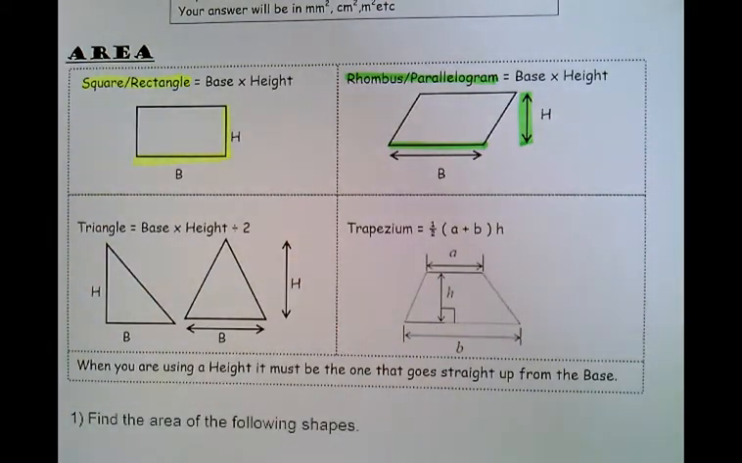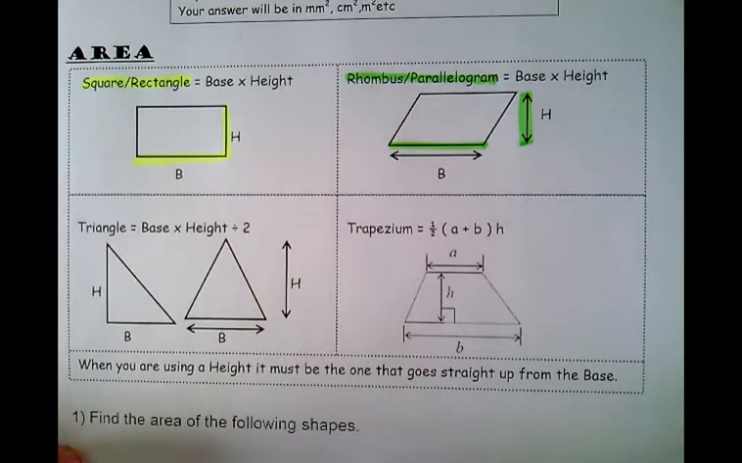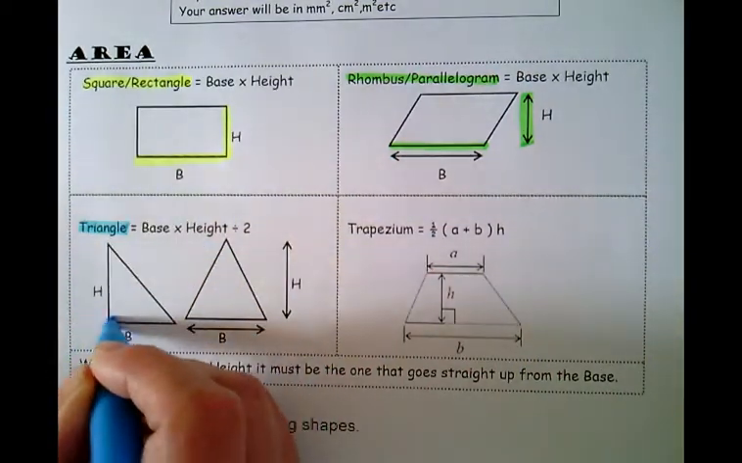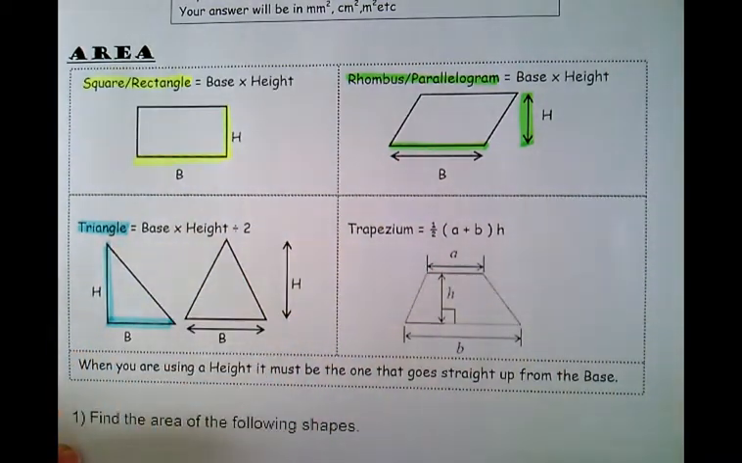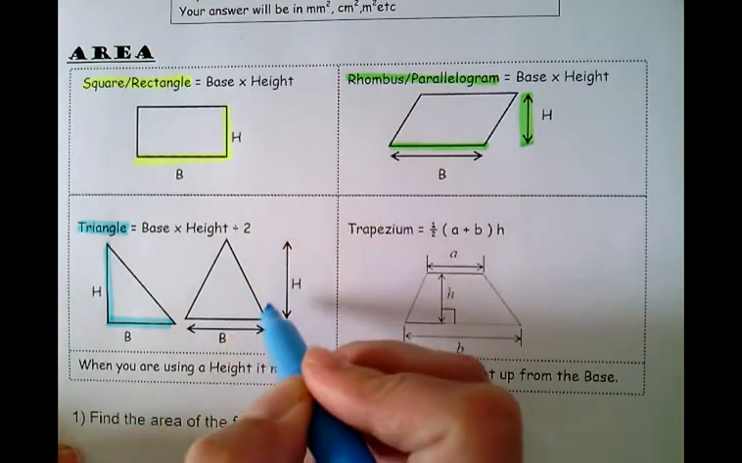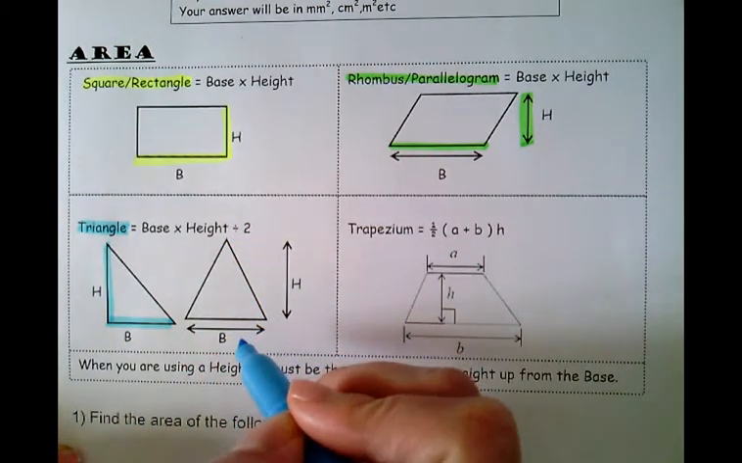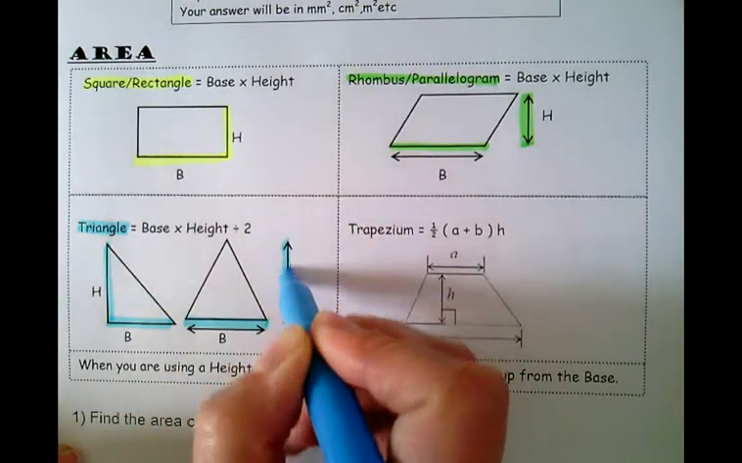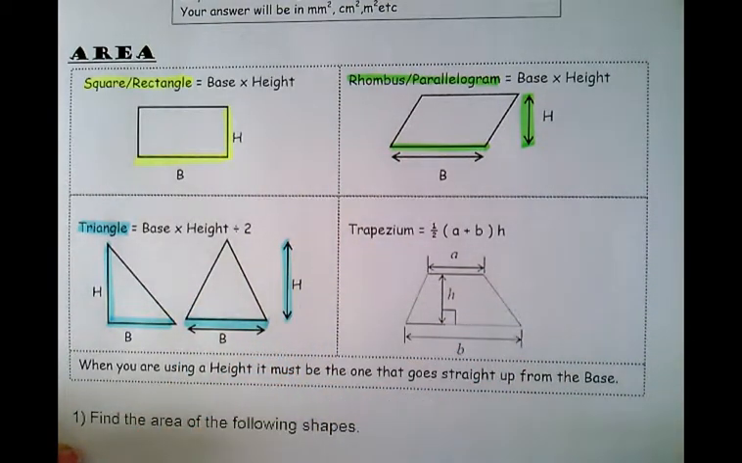Then for triangles, it's the base going across times by the height going up and then divide by 2. So for triangles, the base times the height would get you the area of a rectangle, and a triangle is half of a rectangle or half of a square, so that's why you divide by 2 at the end. And it doesn't matter what the triangle looks like, whether it's scalene, isosceles, equilateral, it's still the base going across times by the height going up and then divide by 2.